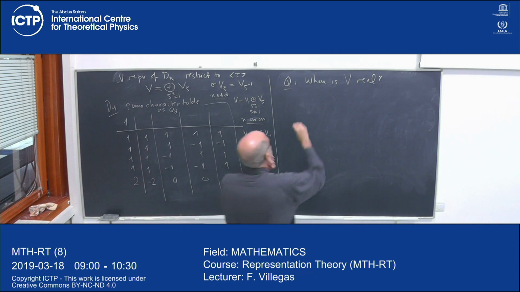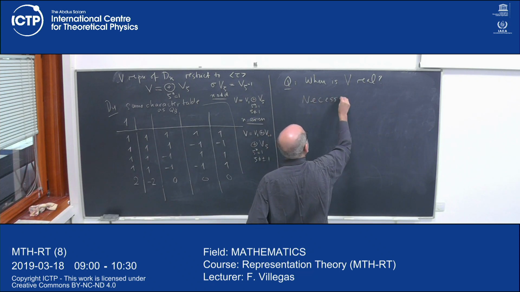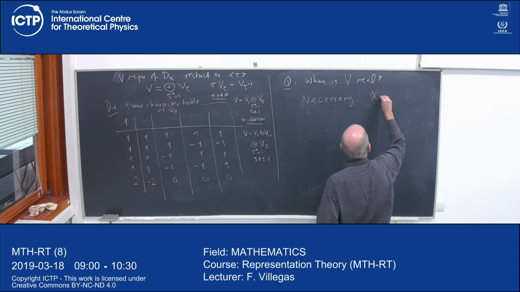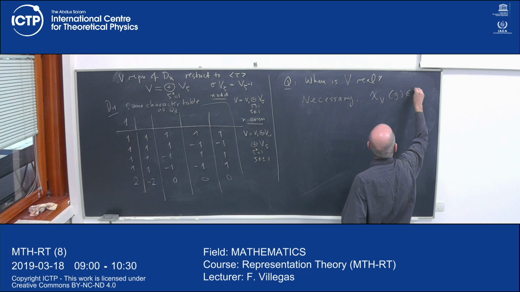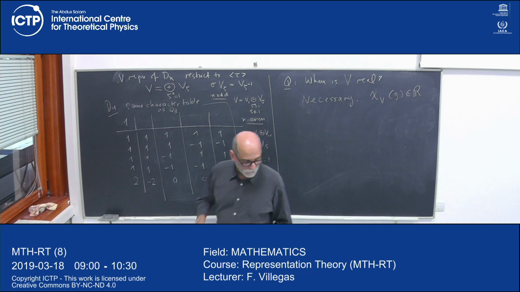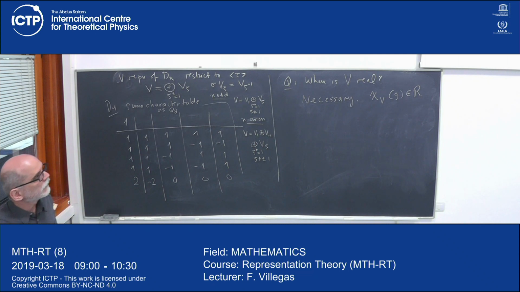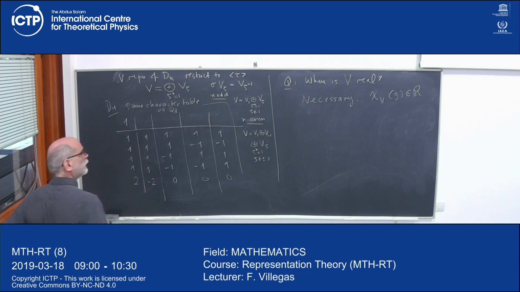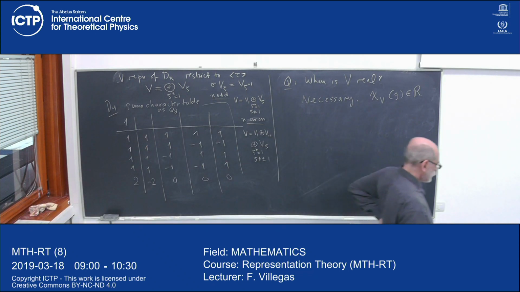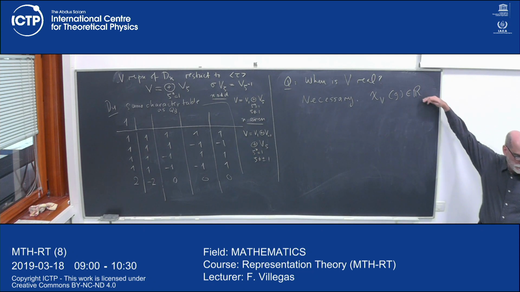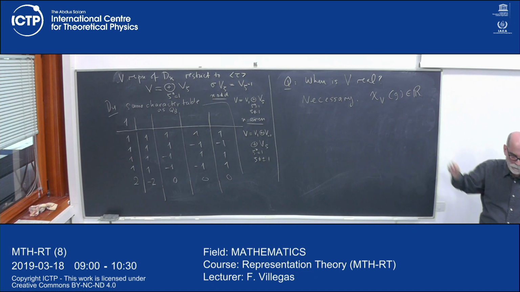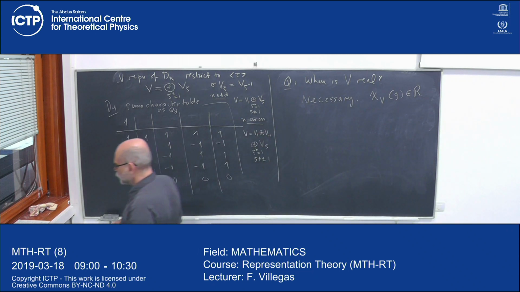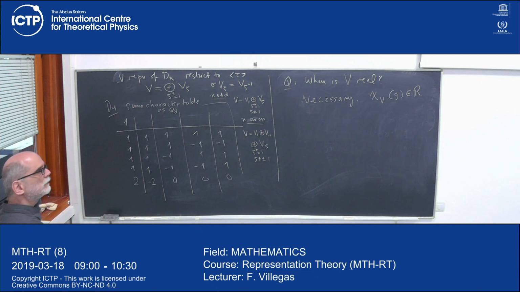The very least thing that should happen is that the character values must be all real numbers, because if the matrices are going to be represented by real matrices, then the traces are real. So this is certainly necessary, and the standard notation is that if you have a representation which does not satisfy this, so some of the traces are complex, then the representation is called complex. Although it's a bit ambiguous because a priori they're all complex, but some cannot be reduced to R, and those are called complex representations.